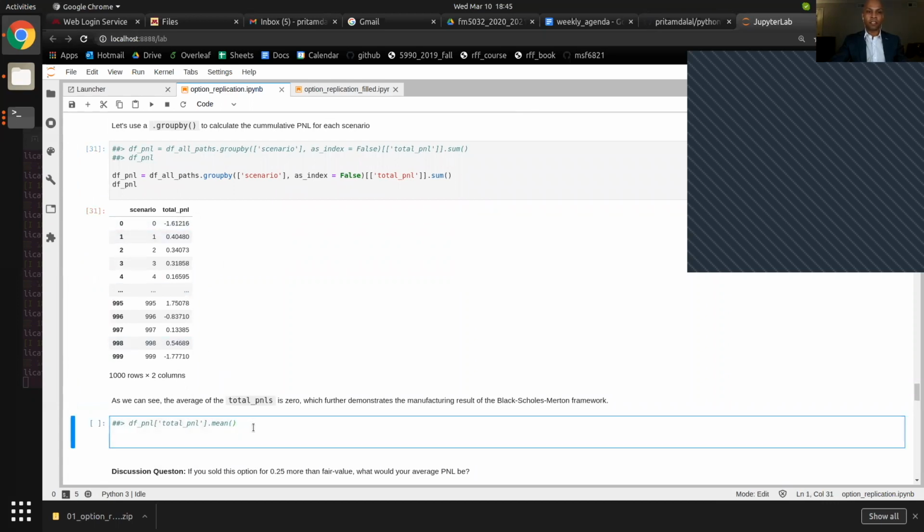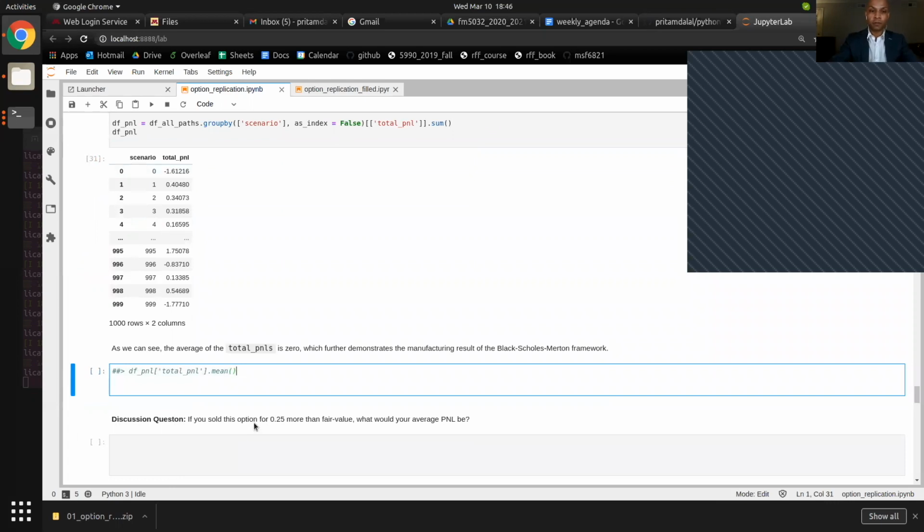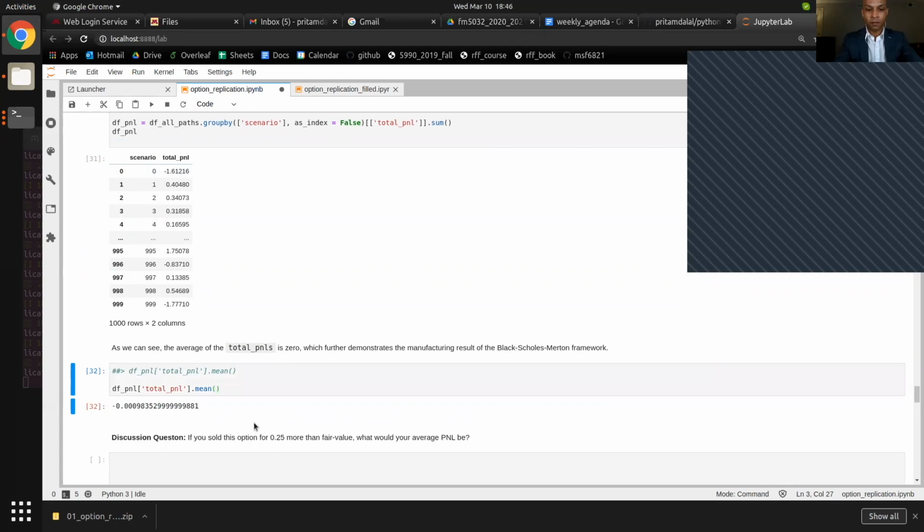Okay, so let's see what our average P&L is, by just taking the mean of all these. Cool. So there you can see the average P&L of doing a delta hedging exercise over all these scenarios is very, very close to zero. But any individual path can deviate from zero significantly, as we've seen. And you can see here, negative 162, positive 171, 175, et cetera, et cetera.